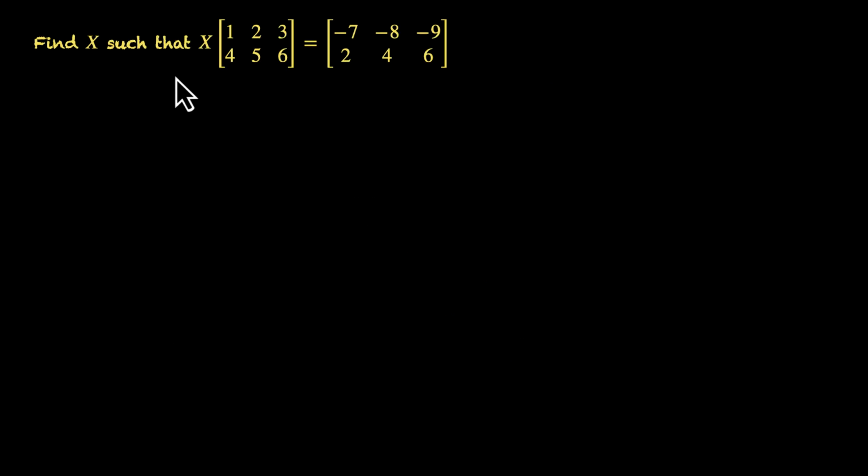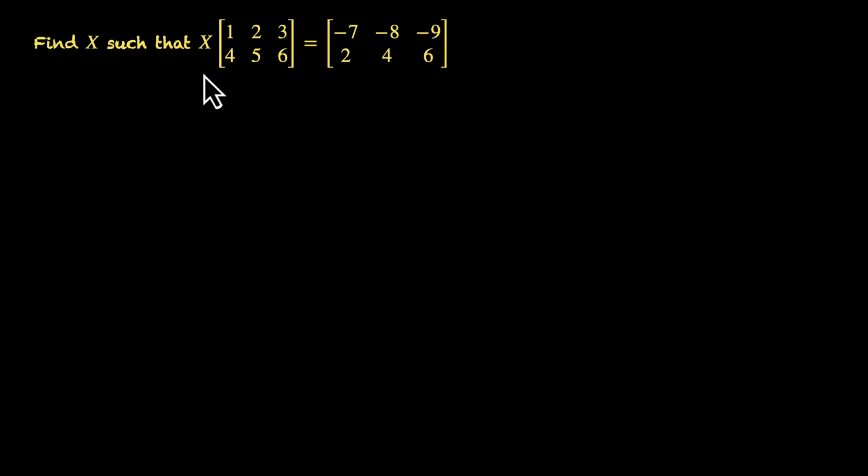Let's try one more. Find X such that X times the matrix 1, 2, 3, 4, 5, 6 is equal to the matrix -7, -8, -9, 2, 4, and 6. Pause the video, give this a try. Okay, let's do this together.